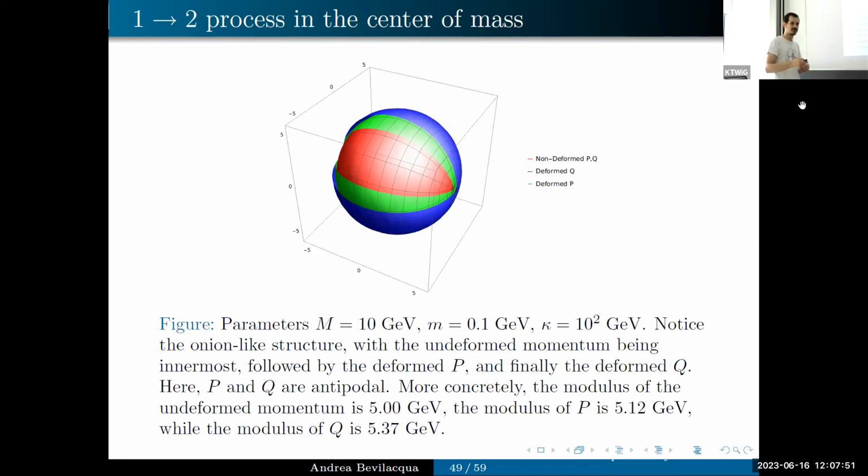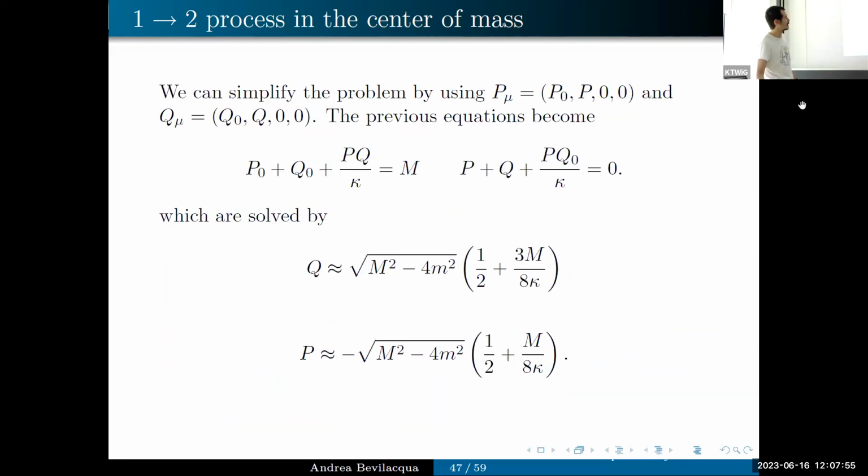No, I understand. But what is deformed Q? So the form Q and the form P, they have to be deformed both. Yes, both of them are deformed, but in the graph they don't coincide with the same line because they both have a different modulus. You see.